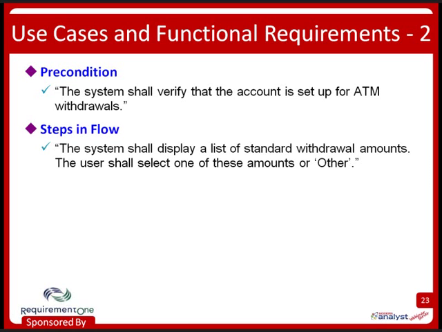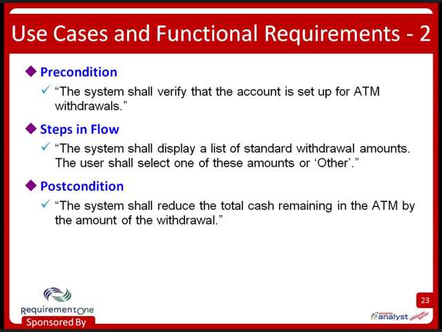We look at the steps in the flow, and these are usually pretty straightforward. So maybe something like the system shall display a list of standard withdrawal amounts. The user shall select one of these amounts or other. I'm not saying these are the best of all possible functional requirements. This is just an example of the thought process you go through when you're studying the use cases. Postconditions. We again have to describe the functionality that takes place. So maybe the system shall reduce the total cash remaining in the ATM by the amount of the withdrawal, actually reduce the record of the total cash, of course. So we need to describe the functionality that's necessary to achieve the postconditions for each use case.